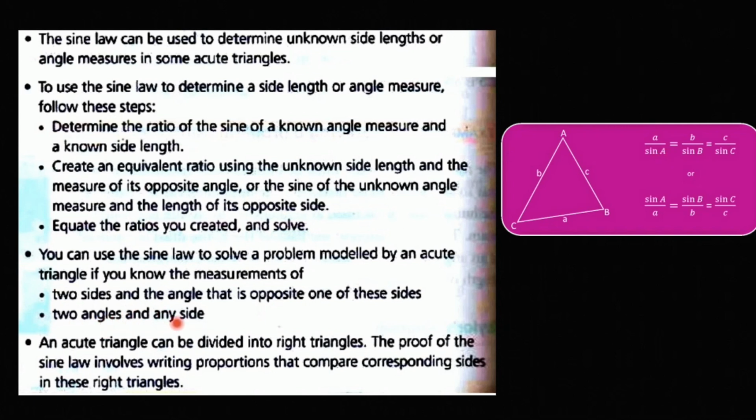And two angles and any side. For example, if we know two angles A, B, so we know sine A, sine B, and we can find out any one of the opposite sides. So an acute triangle can be divided into right triangles. The proof of the sine law involves writing proportions that compare corresponding sides in these right triangles.